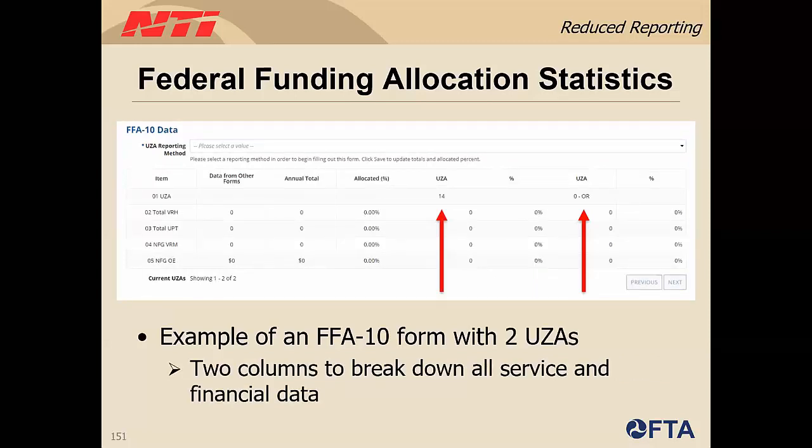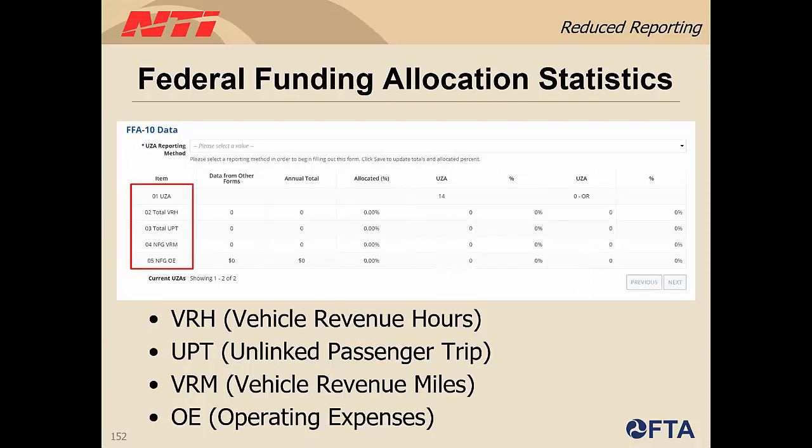Here is an example of an FFA-10 form with two UZAs. There will be two columns to report your data, one for each UZA. You will see on the left side of the form each data point that you will report: vehicle revenue hours, or VRH, unlinked passenger trips, or UPT, vehicle revenue miles, or VRM, and operating expenses, or OE.